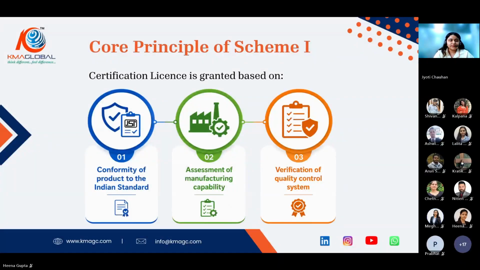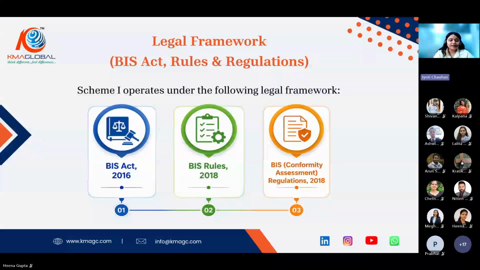Moving ahead, it is also important to understand the legal framework behind Scheme 1. As you can see, Scheme 1 operates under the following legal framework. The first is the BIS Act 2016, which established the legal authority of BIS to formulate Indian standards and grant product certification. Next, the BIS Rules 2018 prescribe the procedures and administrative framework for implementing the BIS Act.